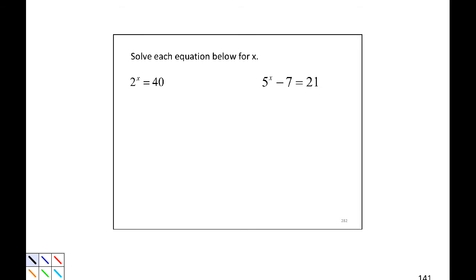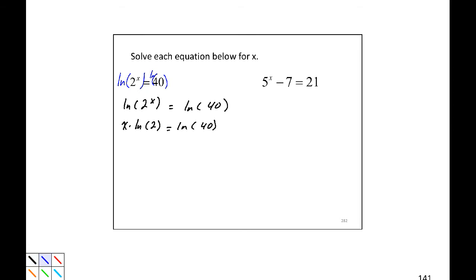So we'll take the natural log of both sides, so that this is natural log of 2 to the x equals natural log of 40. Now we'll use our power rule to bring the exponent of x down as a coefficient. So this is equal to x times natural log of 2, and that equals natural log of 40.